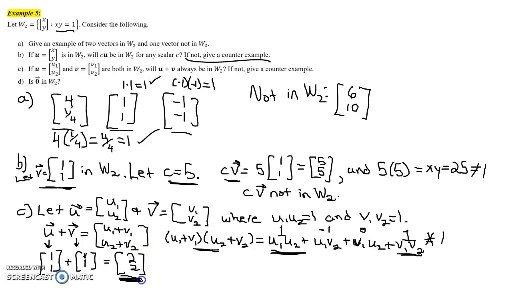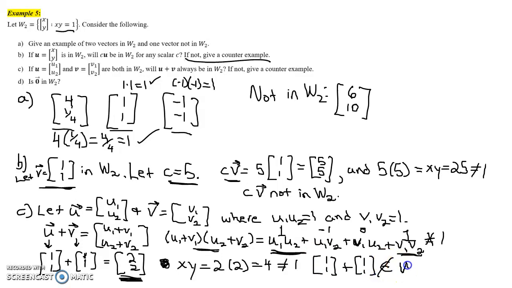Notice that in this resulting vector, x times y is equal to 2 times 2, which is 4, not 1. So in this case, (1, 1) plus (1, 1), the sum of these two vectors in W2, is not an element of W2. So this implies that W2 is not closed under addition. And in part B, we showed that it's not closed under scalar multiplication either.